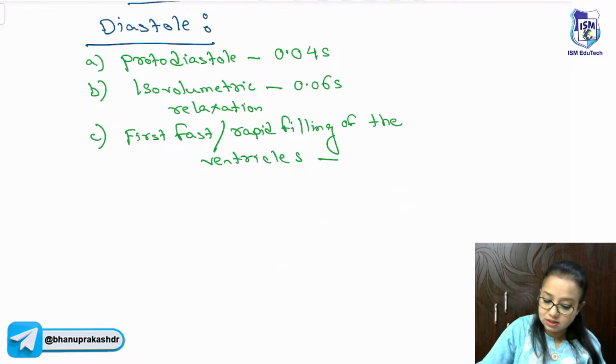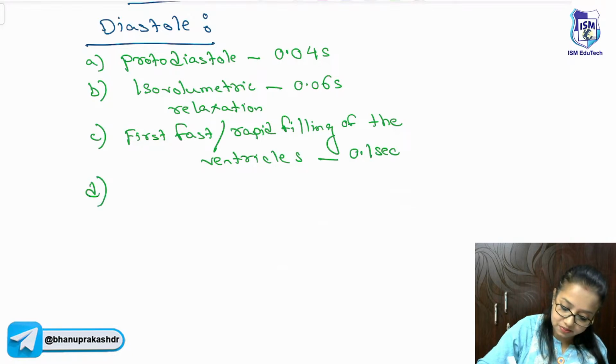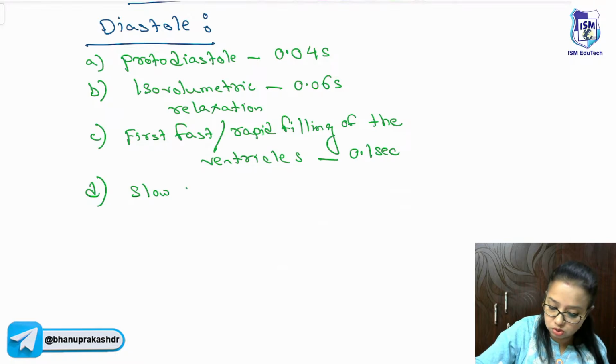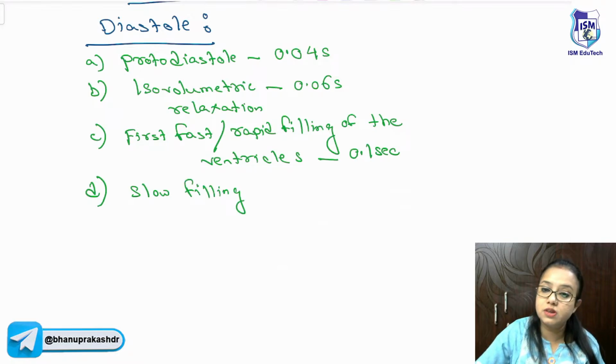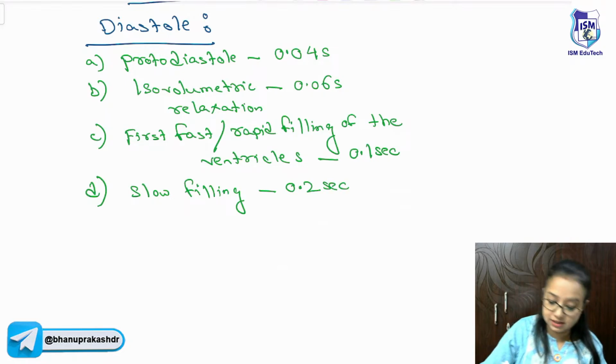So here the ventricles of the heart spend about 0.1 second. Then comes the slow filling. Now the slow filling of the heart we also call the diastasis. Slow filling phase, which is longer than the rapid filling, and it lasts about 0.2 seconds.